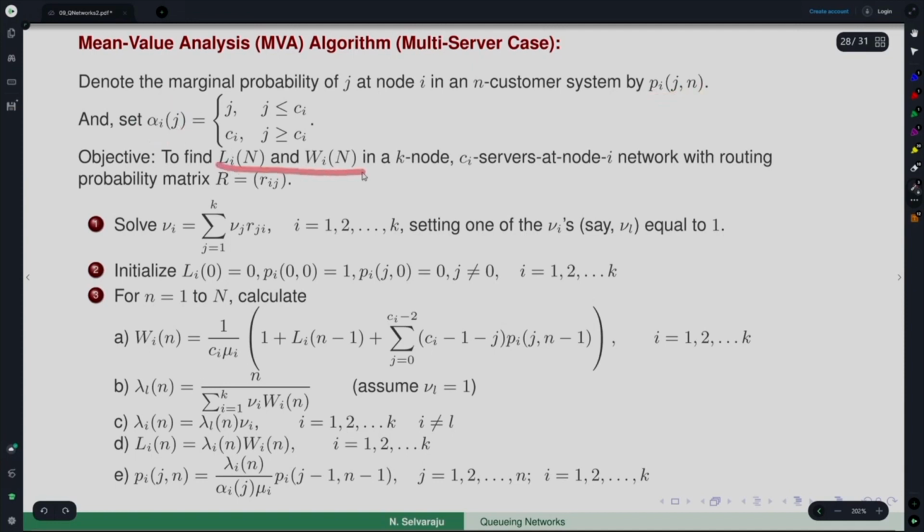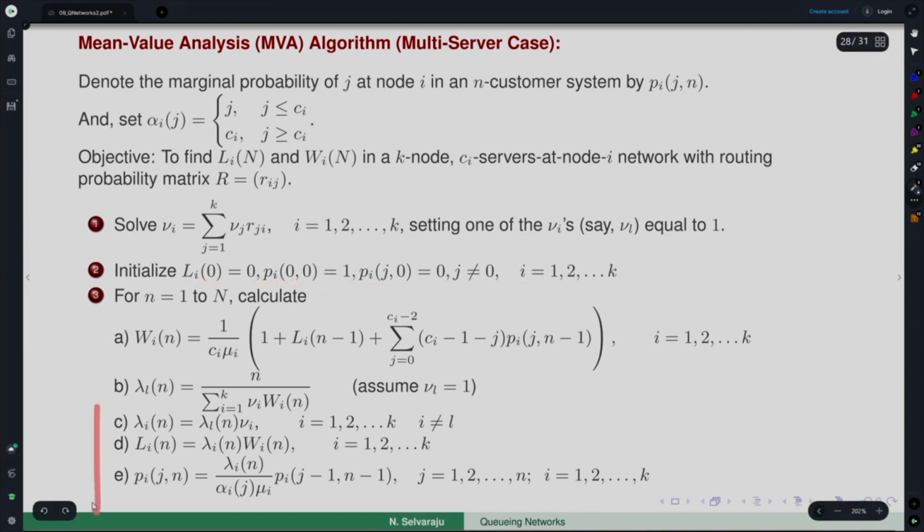Now, the objective is again this, but now with Ci servers at node i. Again the traffic equation remains the same, that does not change anything. So, setting one of these, say nu L equal to 1, you have to solve it. Now, your initialization condition is not just Li of 0 is 0, which you had for the single server also. But now you have additionally these conditions as part of the initialization process: pi of 0, 0 equal to 1, and pi of j comma 0 for j not equal to 0 must be equal to 0, because with total number of customers 0, finding j customers in the node has to be 0. When there are 0 customers, the probability of finding 0 in the system is 1, that is what you are getting here. These are the initial conditions or the starting state.